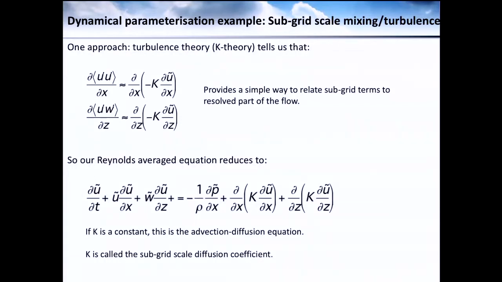So how do we parameterize these terms? These are the two Reynolds stress terms for turbulence that we need to parameterize. There's something called K-theory. And K-theory really tells us that we can parameterize or approximate these terms in this way: relate the turbulent stresses or the turbulent mixing to some property of the mean flow. This K.